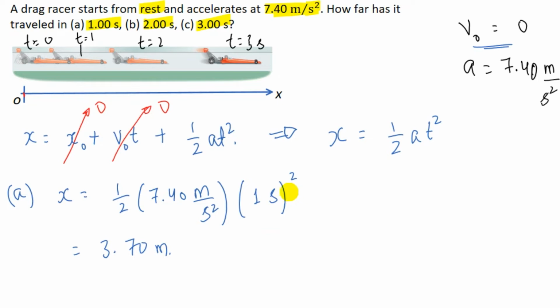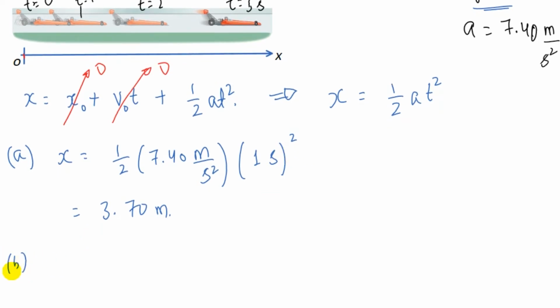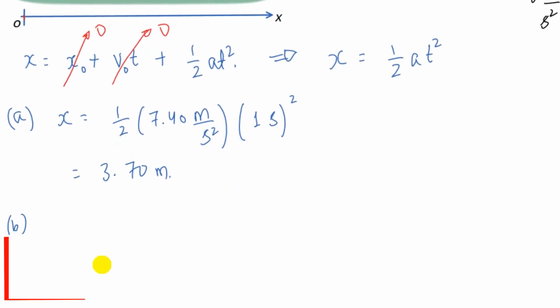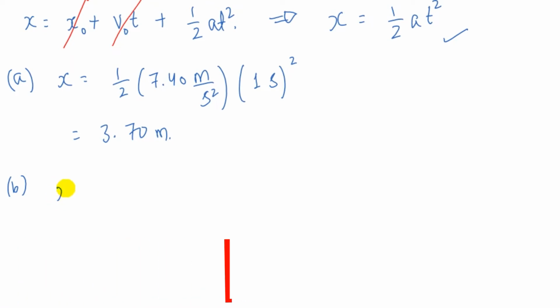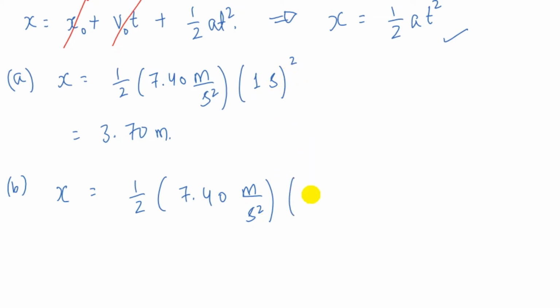Now next we can solve the second case, part B basically, when time becomes 2 seconds. So when time becomes 2 seconds, we can use this equation. So x equals 1 over 2, acceleration is 7.40 meters per second squared, and time this would become 2 here, so 2 seconds squared. So this would become 4 multiplied with 3.70 meters. So if you observe, the distance becomes 4 times the initial distance.